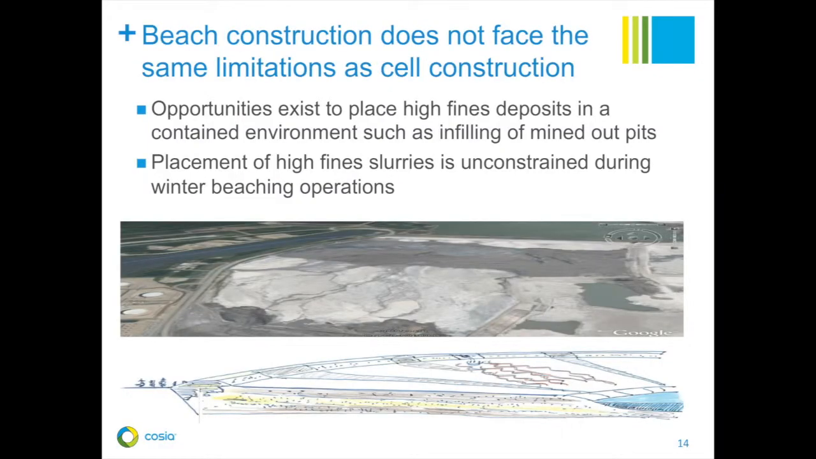So beach construction does not face the same limitation as cell construction, where we've got tracking cats running around in the active disposal area. So opportunities exist to place high fines deposits in a contained environment, such as infilling mined-out pits, and placement of high fine slurries is generally unconstrained during the winter beaching operations when it's all beach operation.